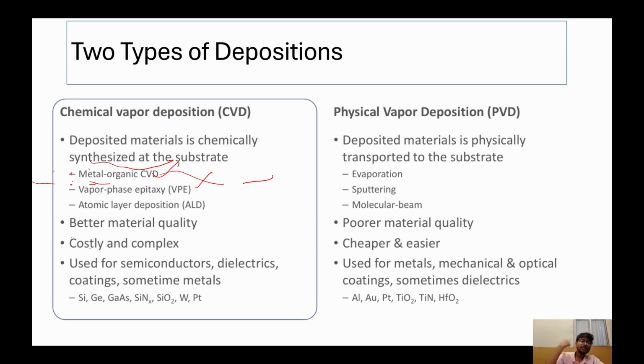It is used for semiconductors, dielectrics, coatings, sometimes metals. Mostly, from silane you can deposit silicon, you can deposit germanium, you can deposit gallium arsenide. There are various precursors for these kinds of materials that we will look at. For silicon, silane will be there; silicon dioxide also from silane; and you can deposit tungsten and platinum.